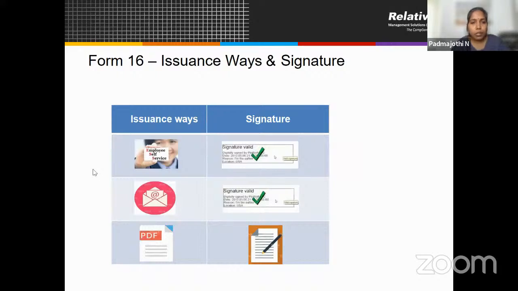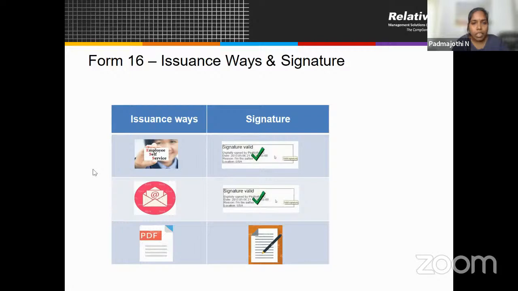So next, we are going to see the different ways of issuing and signing the Form 16. In large organizations, and nowadays in mid-size organizations with more than 100 employees also, they have an employee self-service. So most of the organizations are uploading the Form 16 in the employee self-service itself, because from there the employee can take it out whenever required. So that is one of the ways.